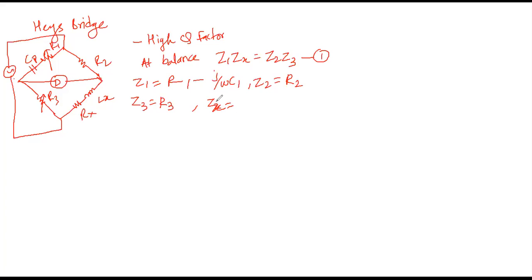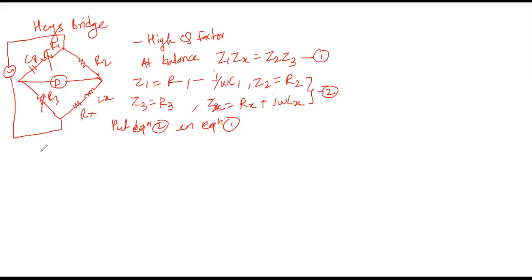Again, here what we have? Resistor is in series with inductor. So if the inductor is in series, then what do we take? Rx plus j omega Lx. So this is our equation 2. So place all the values of equation 2 in equation 1.